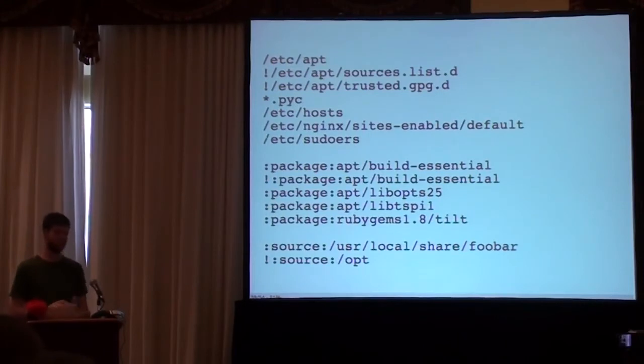So the top section looks exactly like a gitignore file. It follows all the same rules. It ignores directories and files, and it unignores things with the exclamation point in the beginning.